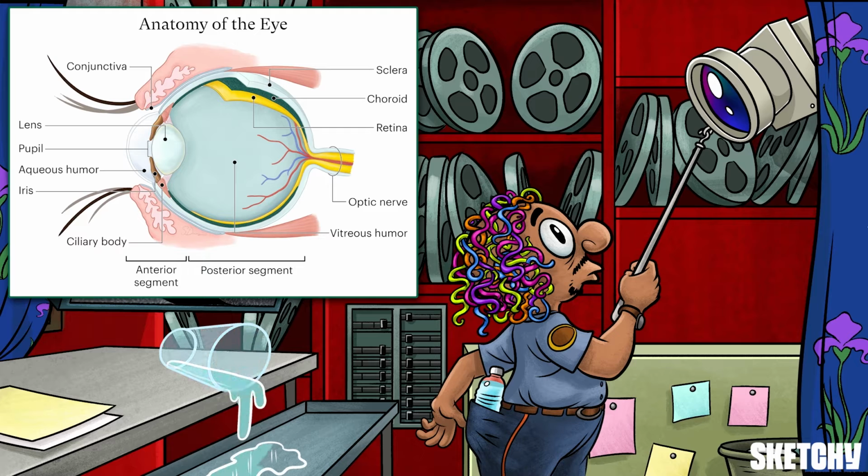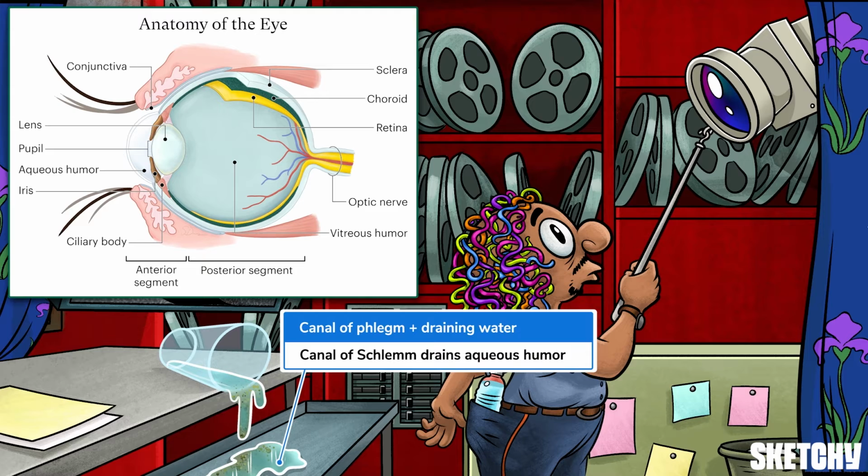Excess aqueous humor drains back into general circulation through the canal of Schlemm. Phlegm? Those phlegmy specks in the spilled water that's draining down that canal should help you remember the canal of Schlemm. If this canal malfunctions and aqueous humor can't effectively drain, it can lead to glaucoma, a dangerous buildup of pressure.